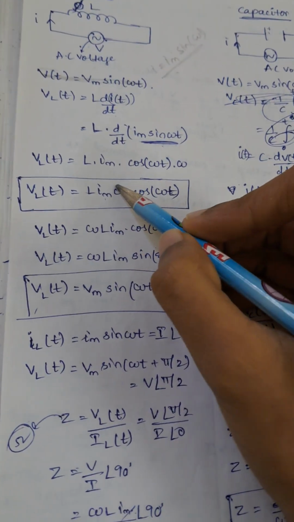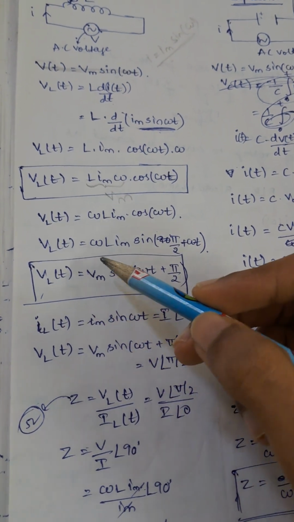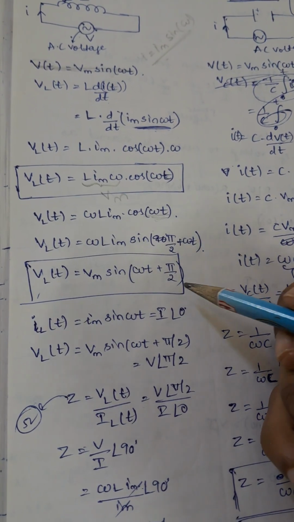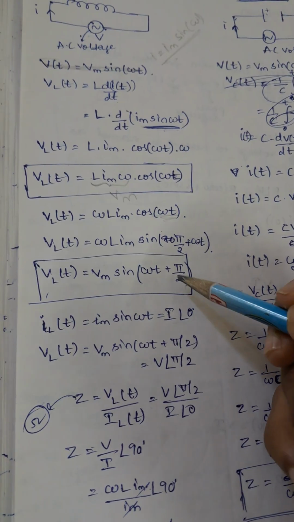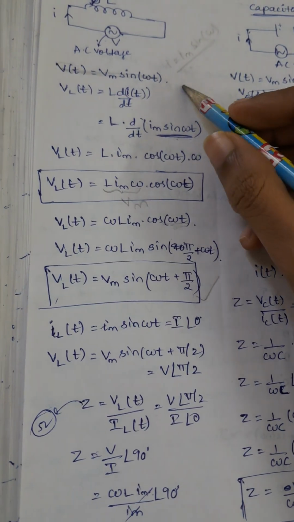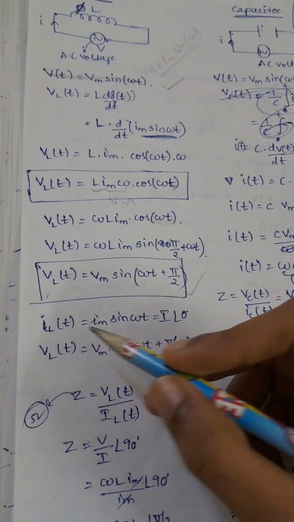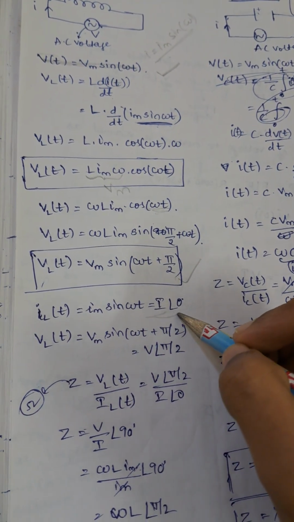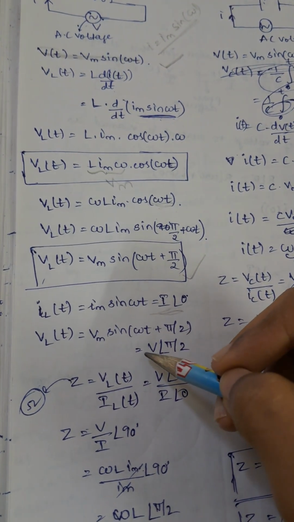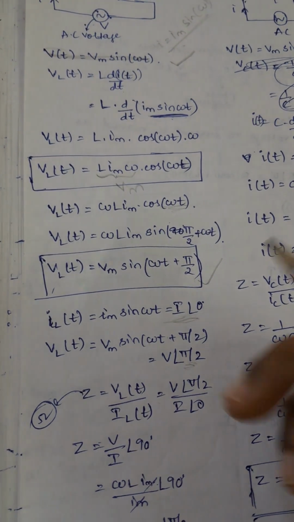Here this L Im omega you can write as Vm. Then we get VL of t equal to Vm into sine of omega t plus pi by 2, because cos omega t we can write as sine of omega t plus pi by 2. So VL of t is Vm into sine of omega t plus pi by 2. And i of t is Im into sine of omega t, meaning current is at an angle 0. Next, VL of t is Vm into sine of omega t plus pi by 2, so this phase angle is pi by 2.